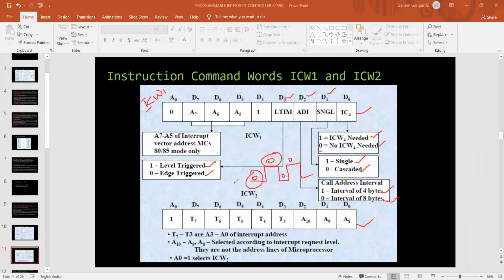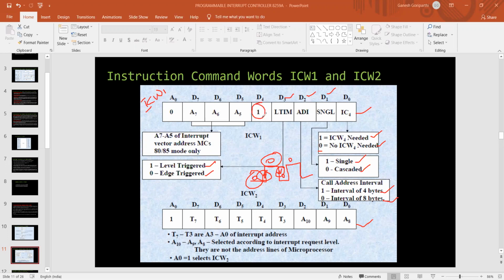What do you mean by edge triggered? This is the rising edge and this is the falling edge, right? So that is edge triggering. That means you can accept the interrupt during the rising edge or during the falling edge. So whether you are taking a level triggered interrupt or an edge triggered interrupt, that is also decided in the ICW1.